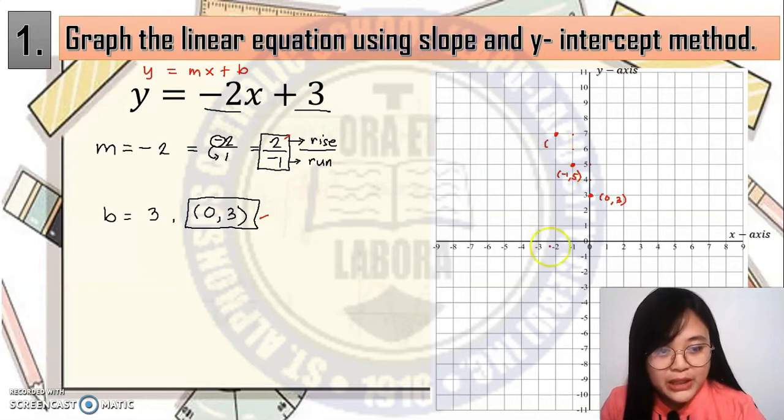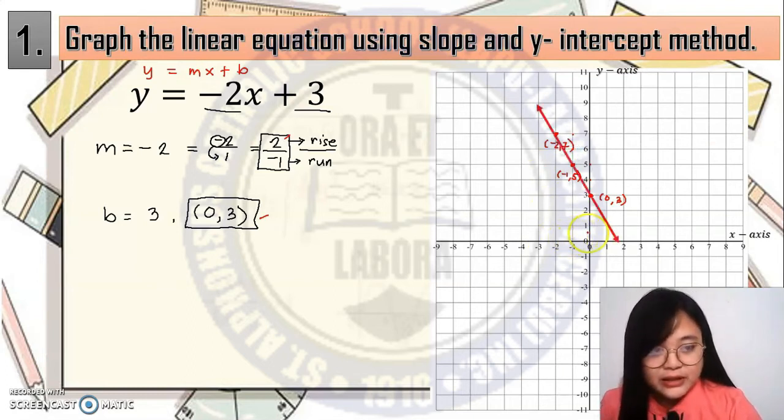So the next point is negative 2, 7. Label it properly. Then connect the points using a straight line. And don't forget to put arrowheads in each end, signifying that your line is continuous.